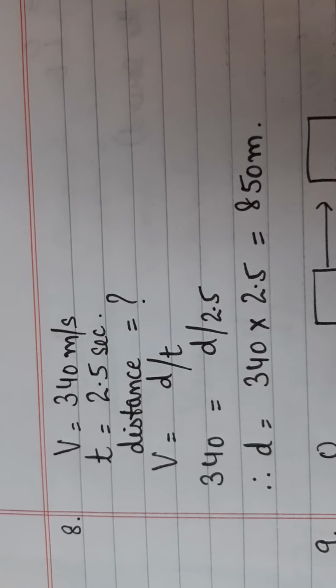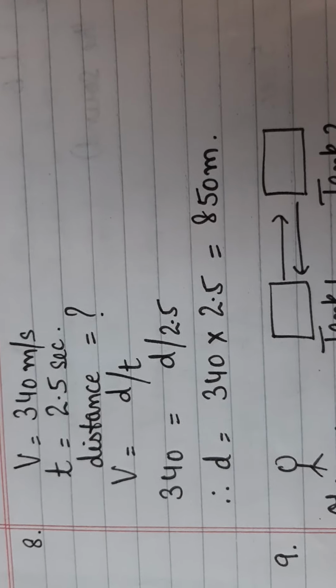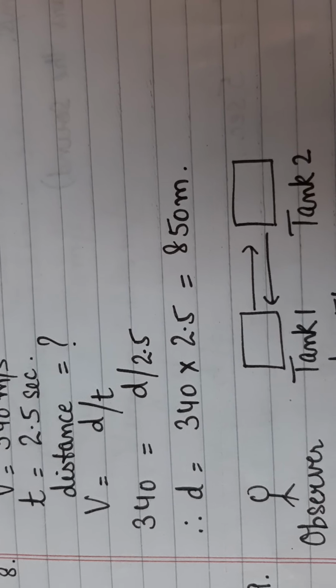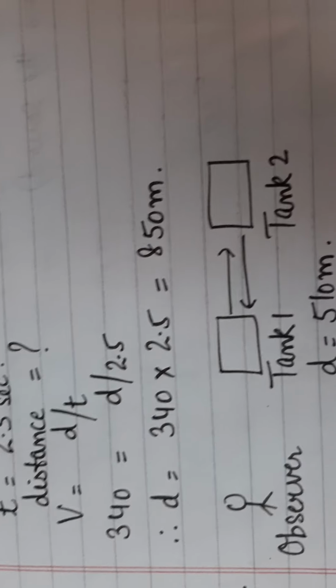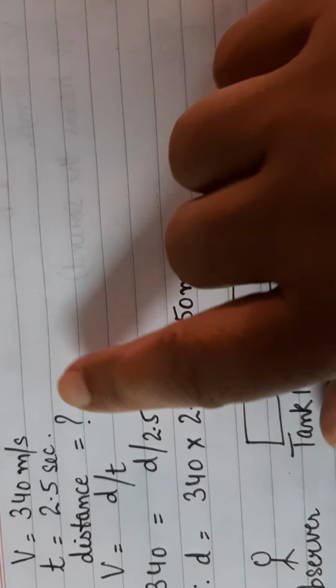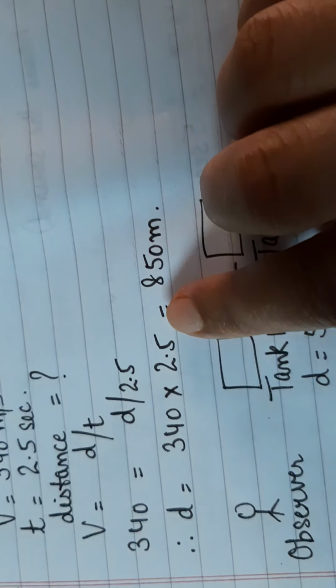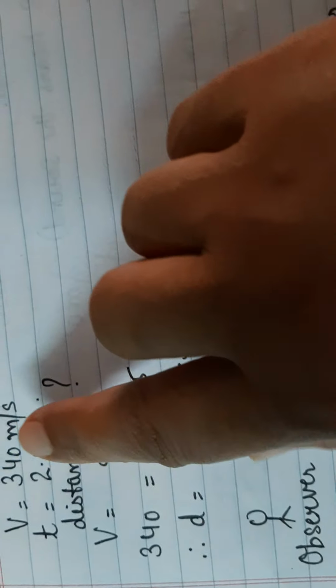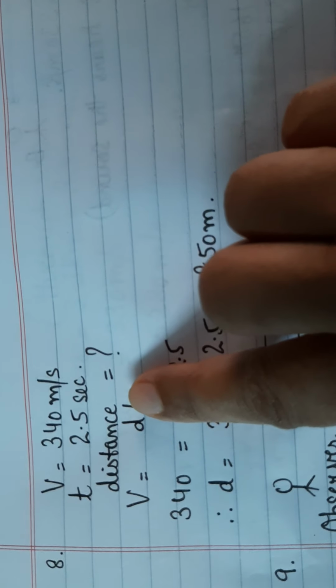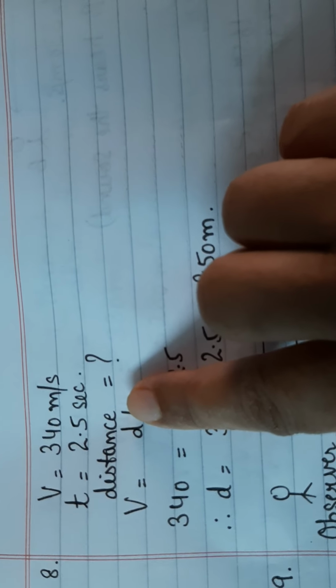Now we go to numerical problem 8. I read out the question. It is given that a boy fires a gun and another boy at a distance hears the sound of the fire 2.5 seconds after seeing the flash. So the time given is 2.5 seconds. And what else is given to us? The speed of sound is given to be 340 meters per second. You are supposed to find out the distance between the boys.